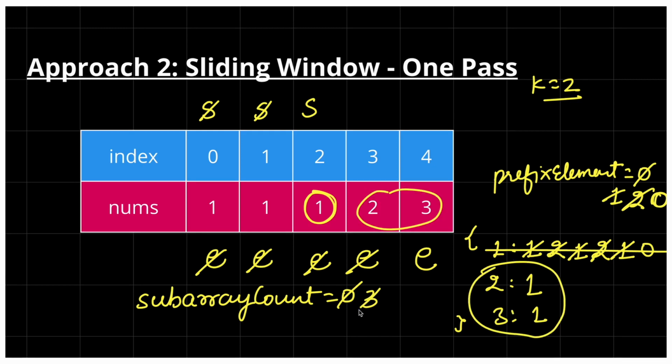So there will be only one subarray, which is nothing but 4. I hope you have understood this. So let's code this problem, and I suggest you take one example and try to do the same thing. So let's code it quickly.